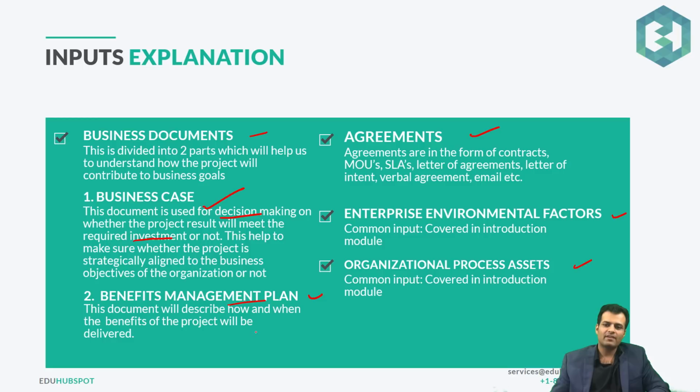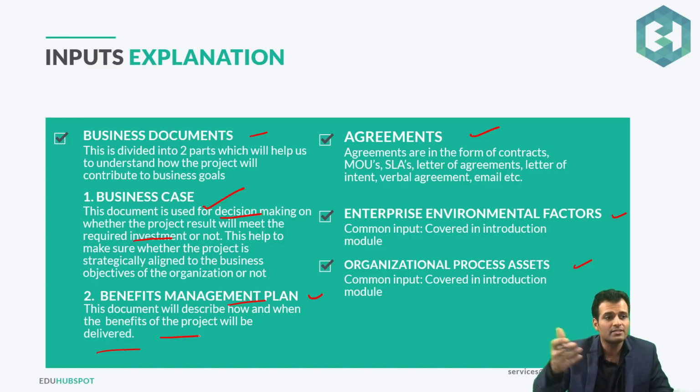Then, on the other hand, we have the benefits management plan, another business document, which describes how and when the benefits of the project will be delivered. It is all about the benefits: how to measure those benefits, what the time frame of those benefits will be, how I can realize those benefits. It also talks about the benefits owner, who is the actual owner of those benefits, what the metric behind these benefits is, and what it is measured against. All those are important information which is part of this benefits management plan.